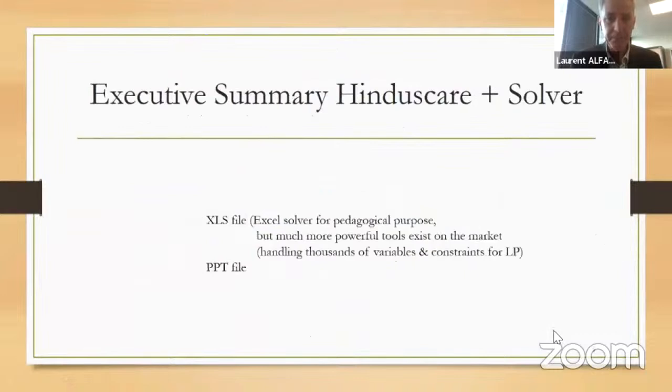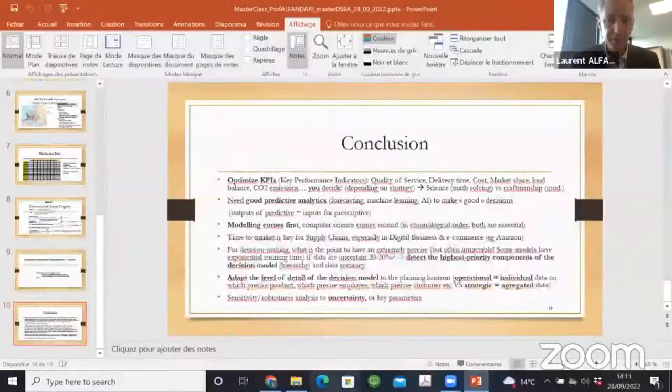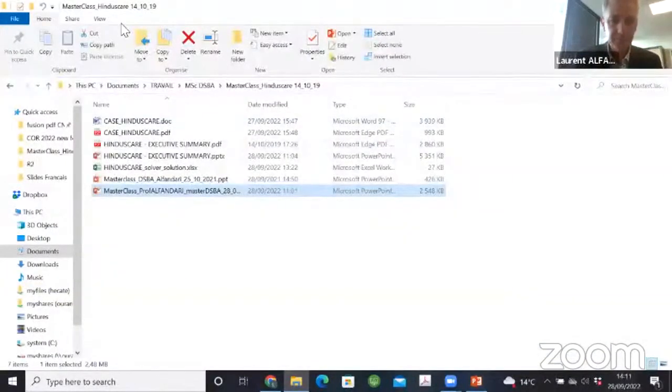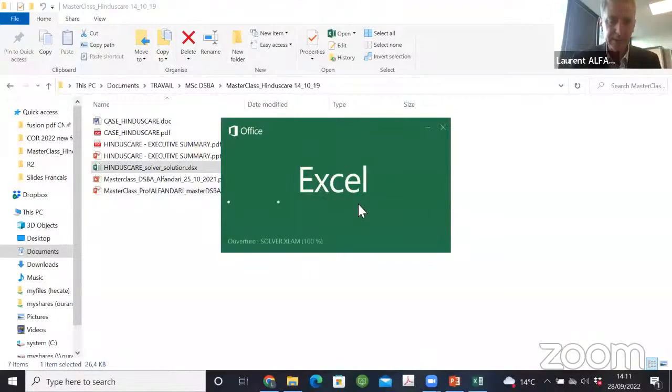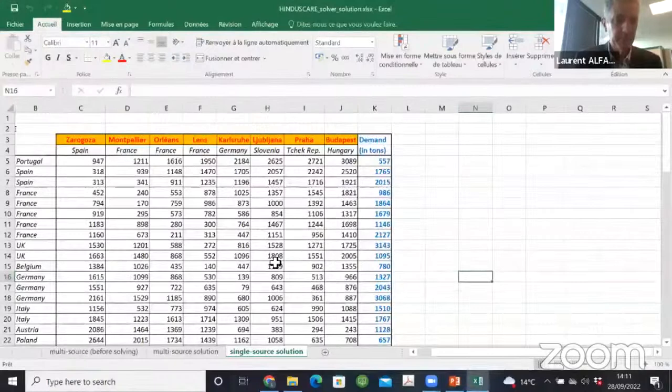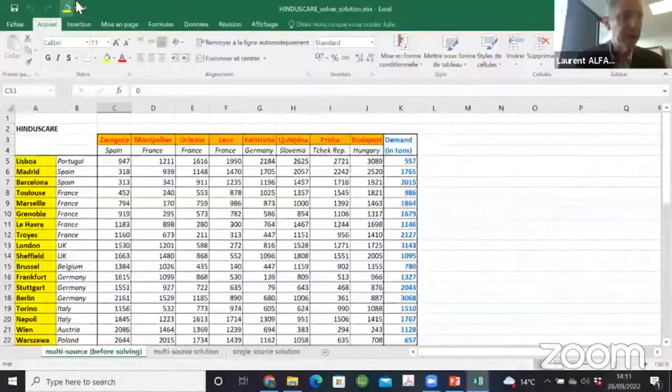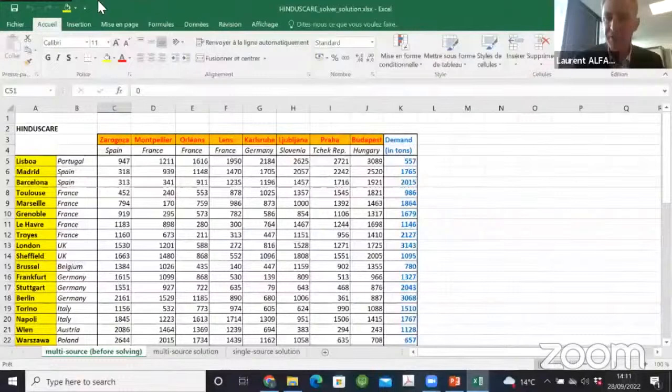The solution is here, Excel file. So I have shared my screen. Okay, I share another screen, which is this one. I'm checking time meanwhile. I hope I'll be on time. I think I will. Okay, so I'm using what is called Excel solver. Again, Excel solver is just for pedagogical reasons.